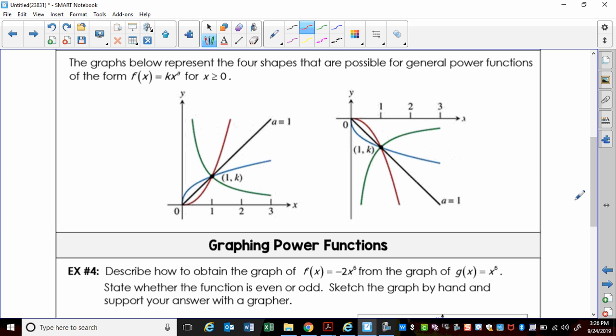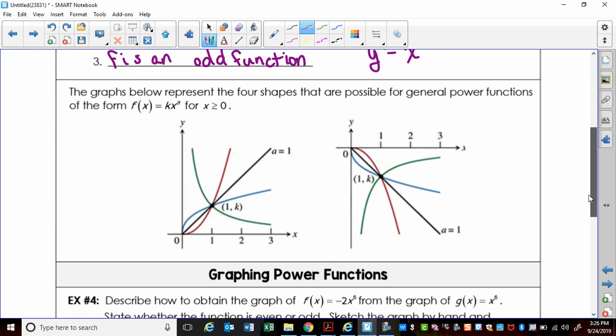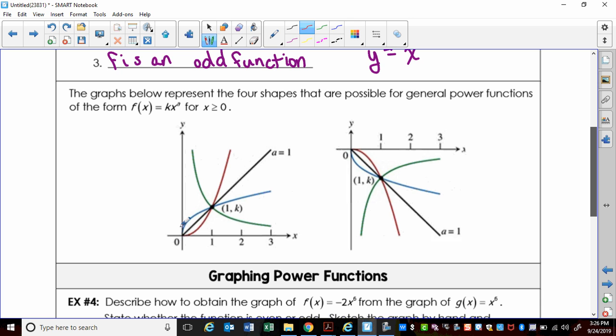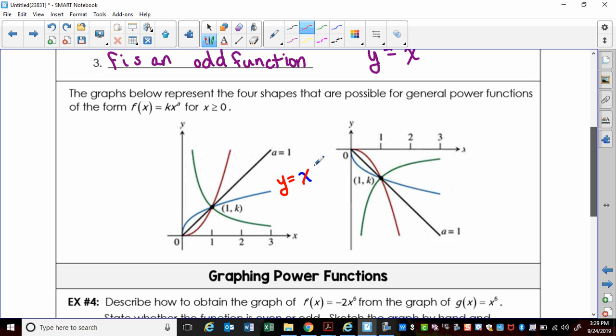Let's look at these graphs. It says the graph below represents the 4 shapes that are possible for general power functions of the form k x to the a. Which one is which? So I'm guessing that they want us to use something like this. Well, this one is going to be something like y equals x to the 0.4, or something that's a decimal, or 1/4, something like this.